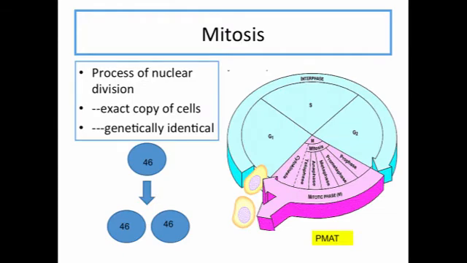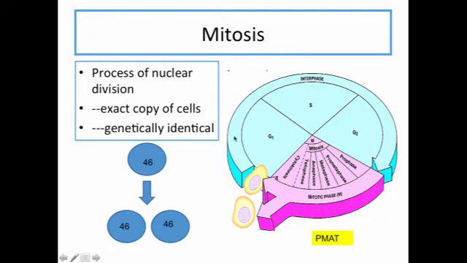Mitosis is by definition the process of nuclear division, where an exact copy of cells are made, and these cells are genetically identical. So if you look at a cell, for example, the one down here in this blue circle, it has 46 chromosomes. By the end of mitosis, it's going to have two cells that each have 46. So there are two identical copies of the original one. And that's mitosis in a nutshell. We're going to create two identical cells.